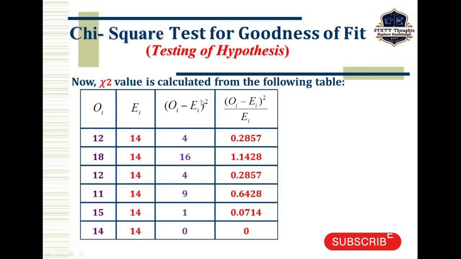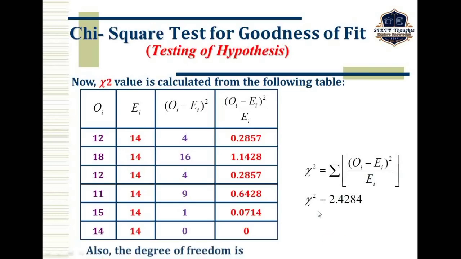Later we divide the third column by the second column and get this answer, which means 4 by 14 gives 0.2857. Likewise 0 by 14 gives 0. Next we find the sum of these values, that is called chi-square. We know chi-square equals the sum of (observed value minus expected value) squared by expected value. If we add all values, we get 2.4284. This is called the chi-square value.